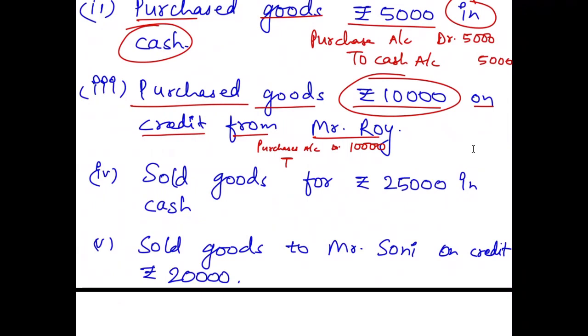Now, whether the cash has gone out, the answer is no. But what has happened? Mr. Roy has given me the credit. So Mr. Roy will be paid in future. I need to pay Mr. Roy in future. I will not feel good to pay him in future, but obviously I have to pay. So Mr. Roy's account would be credited by 10,000 rupees.